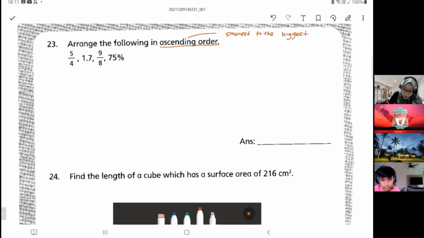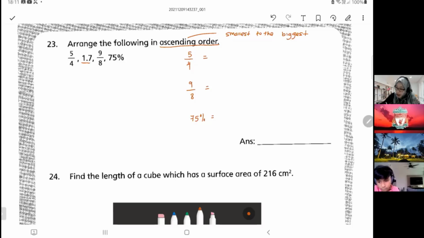Okay? So my 5/4, I convert to decimal. So this one is okay. Leave it as it is. My 9/8, I convert to a decimal. And then my 75% also convert to decimal. 5/4 means 5 divided by 4.